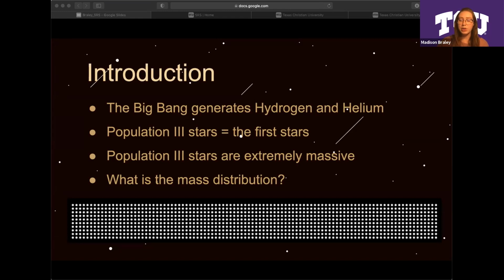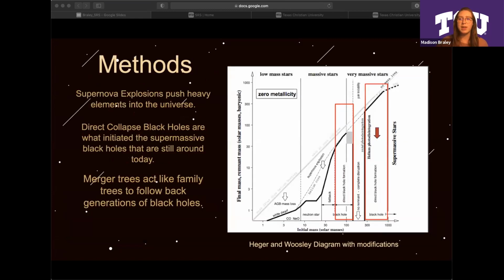So the big question we're trying to answer is what exactly was that mass distribution among the first stars? The easiest way to figure that out would just be to look at them, but we can't actually look at them with current or upcoming telescopes. So instead, we have to look at signatures of population 3 stars to try to get an idea of what they looked like. We use simulations based on some educated parameters to help us hypothesize the possible function of the mass distribution of the population 3 stars that we call the initial mass function.